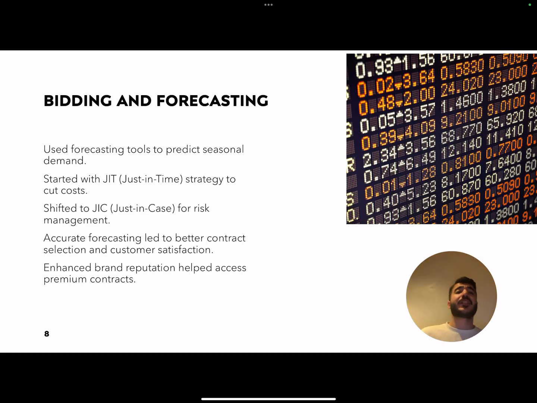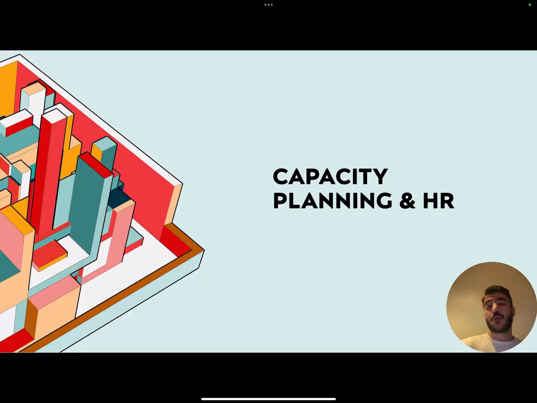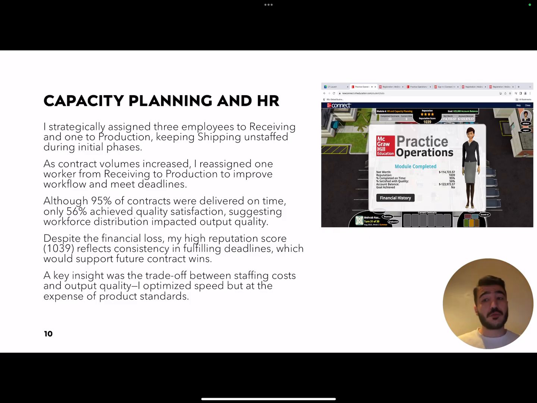And section 4, which I am going to talk about, is capacity planning and HR, which was actually one of the hardest parts for me to do. And I couldn't achieve my goal, to be honest with you. I found it a bit difficult. But we had such a great improvement in other cases, so we're going to talk through that.